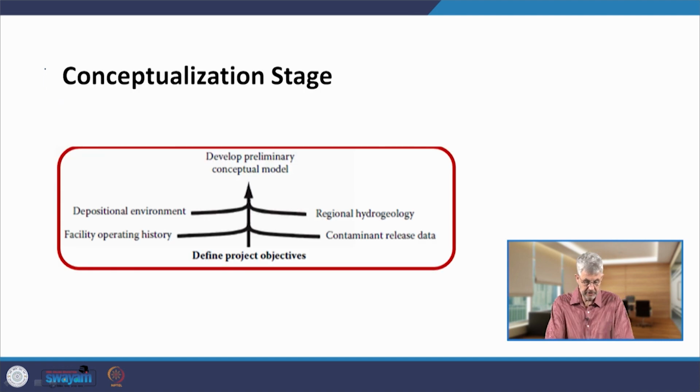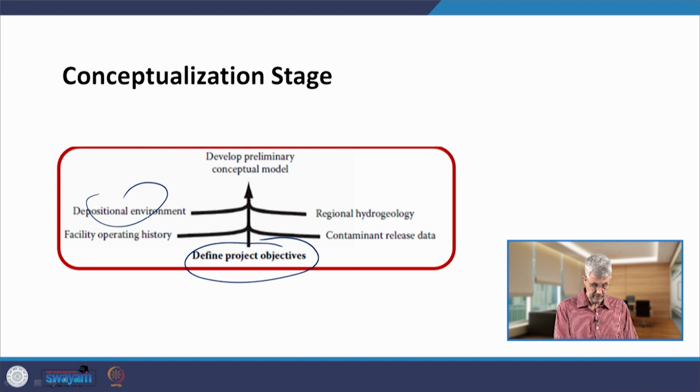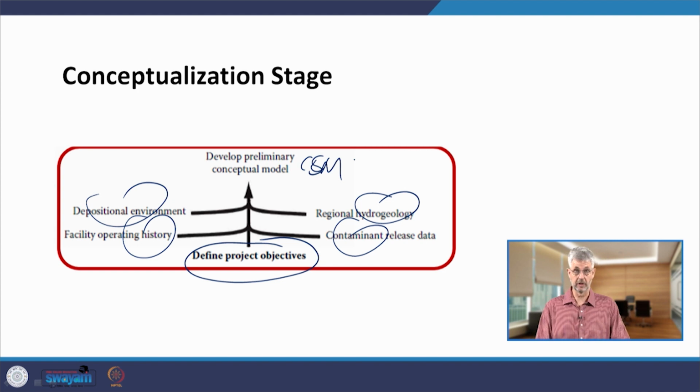So at the conceptualization stage, we start with defining the project objectives. What is it that we need to do? What are the contaminants? What is the hydrology? What are we up against? What are we facing? Okay, and with all that information about the environment, the history of the site, the hydrology, the types of contaminants, the when, how, and where, we basically will be able to develop a preliminary conceptual site model. Okay, CSM. Okay, first stage, conceptualization.